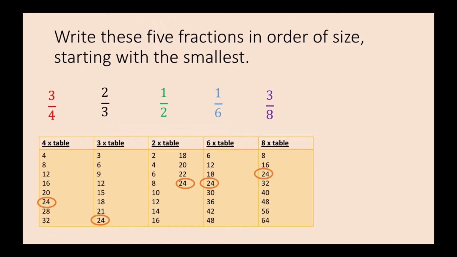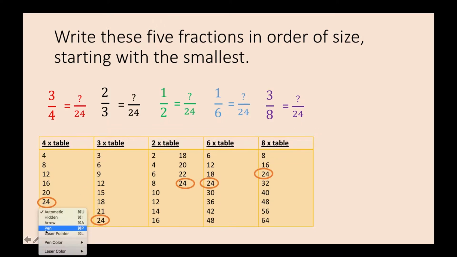So because 24 is in all of them, I want to make 24 my denominator. So I'm going to write down 24 on the bottom of all of my fractions there. And then what I need to do is think about what I did to each of those base numbers to get to 24. So how did I get from 4 to 24? Well, all I need to do is look down and go 1, 2, 3, 4, 5, 6. So it means I times by 6, which means I need to do 3 times 6 as well.